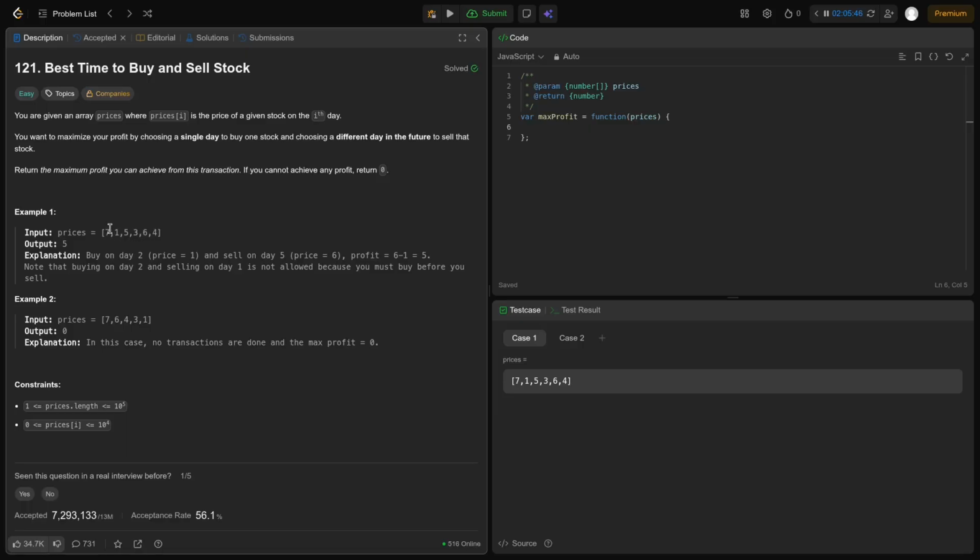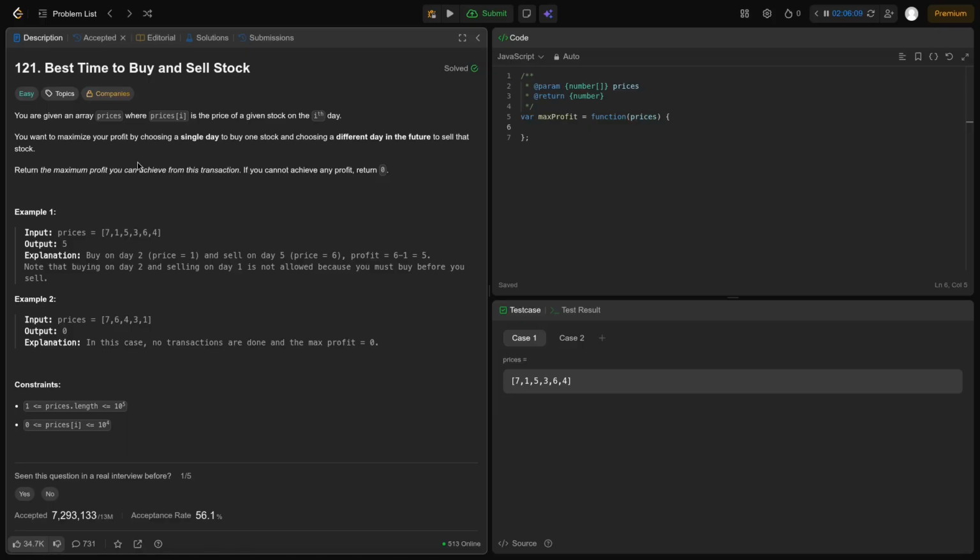So here you can see the price of the stock on the first day is 7 and on another day it is 1, after that 5, 3. So you can see that if I buy at 1 and sell at 6, then we will get the maximum profit, that is 5. So how can we achieve it?